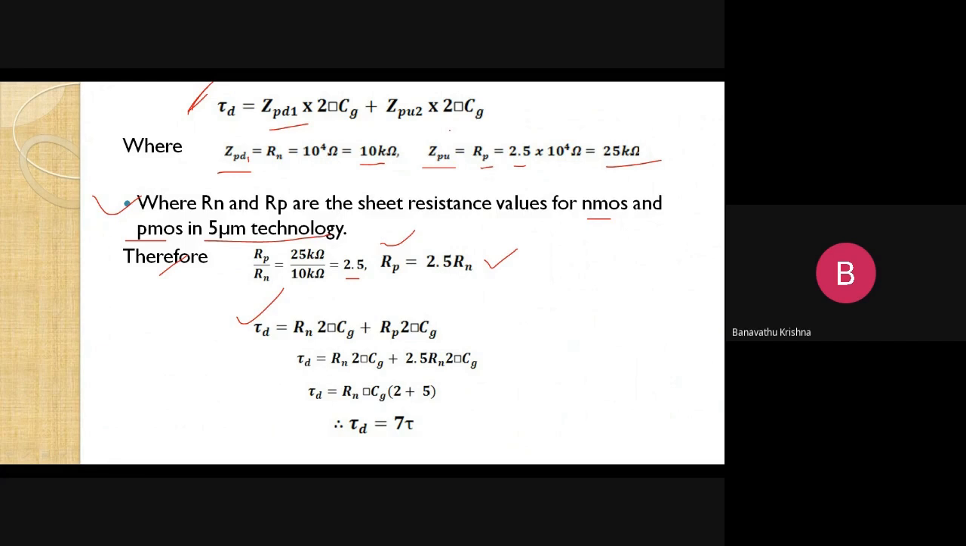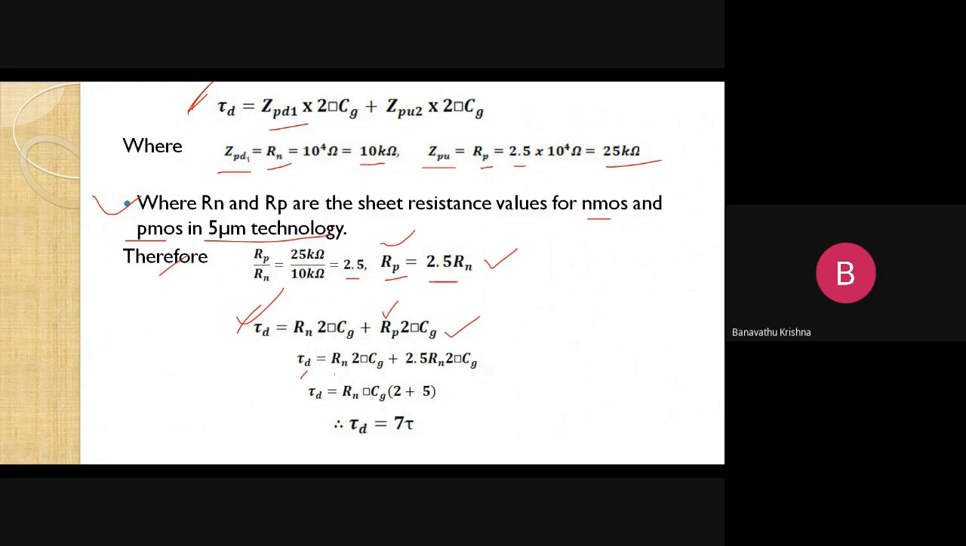Now I want to replace these values, that is Z pull down 1 and Z pull up 2. Here Z pull down 1 is nothing but Rn, and Z pull up 2 is nothing but Rp. So the total delay equation is tau d equals Rn into 2 square Cg plus Rp into 2 square Cg. Now I want to replace the Rn value and Rp value in this equation, right? So tau d equals Rn into 2 square Cg plus 2.5 Rn into 2 square Cg. Here, instead of Rp, you can substitute 2.5 Rn, right?